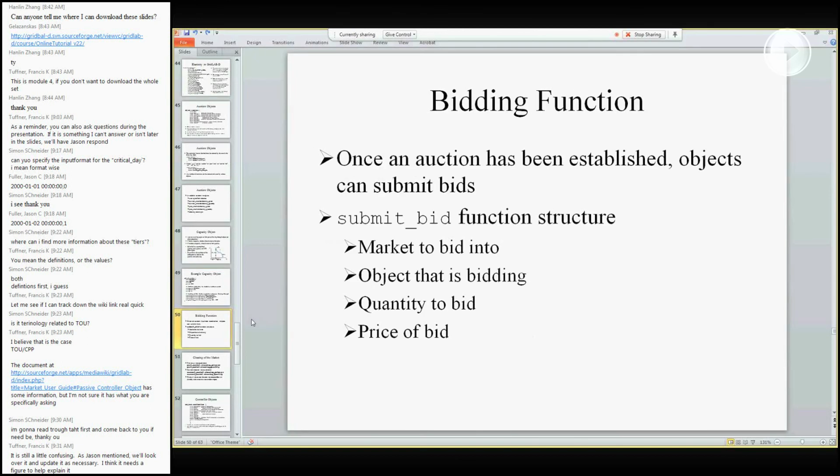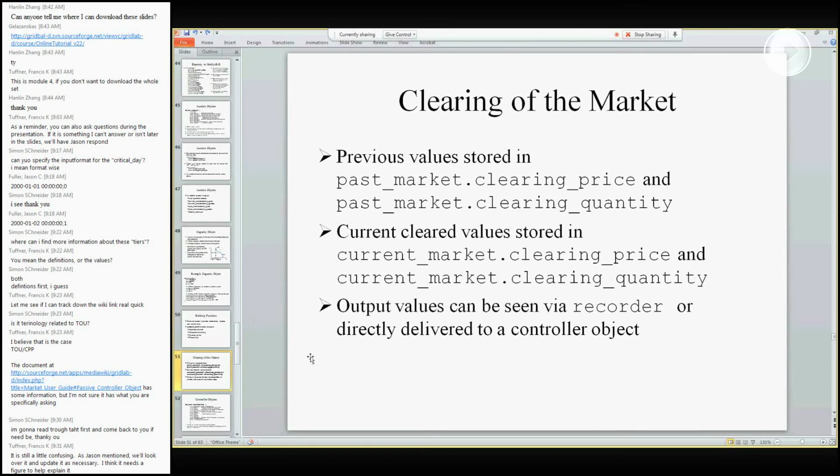So this is a little bit under the hood about how this thing works. Won't go into this too much, but effectively there's a submit bid function that allows the different objects to bid into the market, and vice versa for the market to push bid information back down into the objects themselves. There's a clearing of the market. Again, you can have access to these through either what's called past market clearing price and quantity, or current market clearing price and quantity. Effectively, it's exactly what it sounds like.